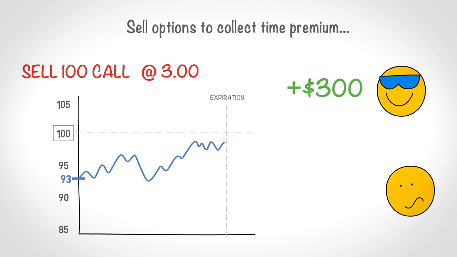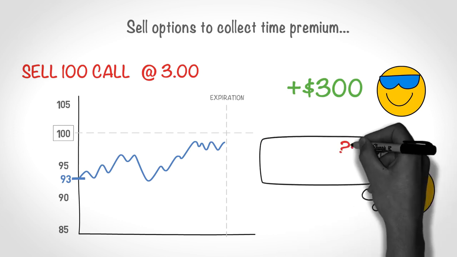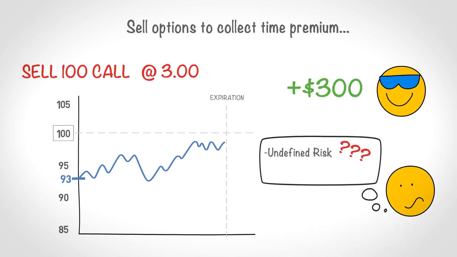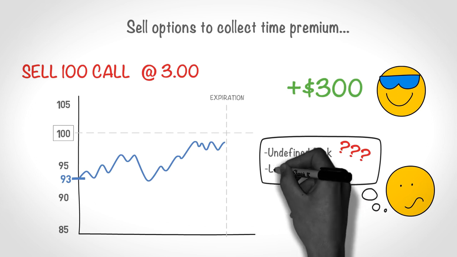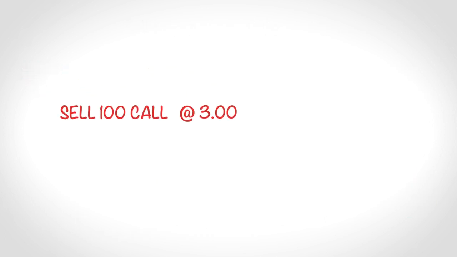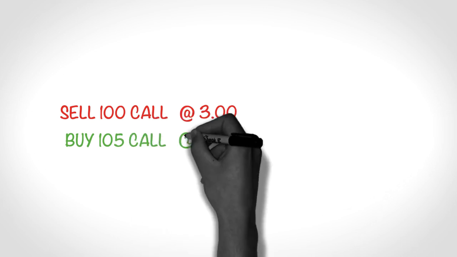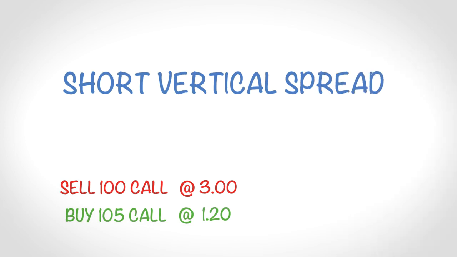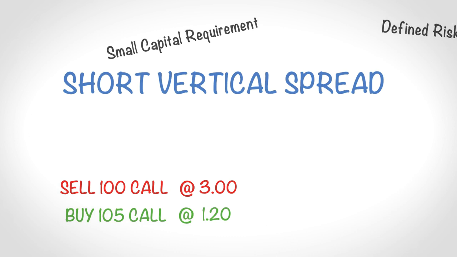However, there are a few problems with this that keeps the majority of traders away from selling premium. Number one, we don't know our max risk. Netflix could skyrocket and blow right through the 100 strike. Number two, the capital requirement to sell this option could be very large. So what can we do to combat these two problems? Well, in addition to selling the 100 strike call for $3, we could also simultaneously buy the 105 strike call for, let's say, $1.20. This is called a short vertical spread. By trading a vertical spread rather than selling just a naked option, we are able to sell time premium but with very little capital and also with defined risk.